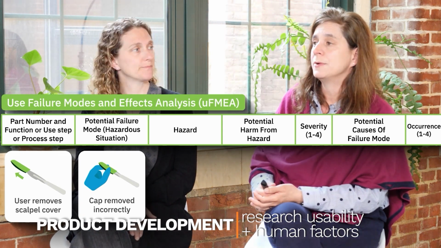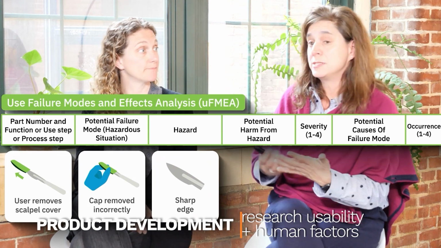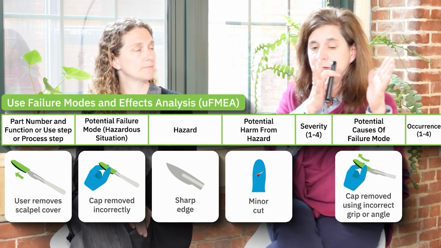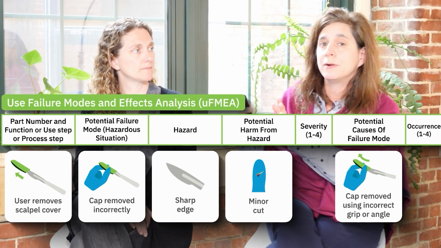For the scalpel, as I said, the error is that you take the cap off incorrectly and expose your hand to it. What's the hazard? The hazard is that there's a sharp edge. What's the harm? The harm is that you could cut yourself. So you're taking your use step, you're taking the failure mode in a different column, and in another column you're defining the hazard for that step.